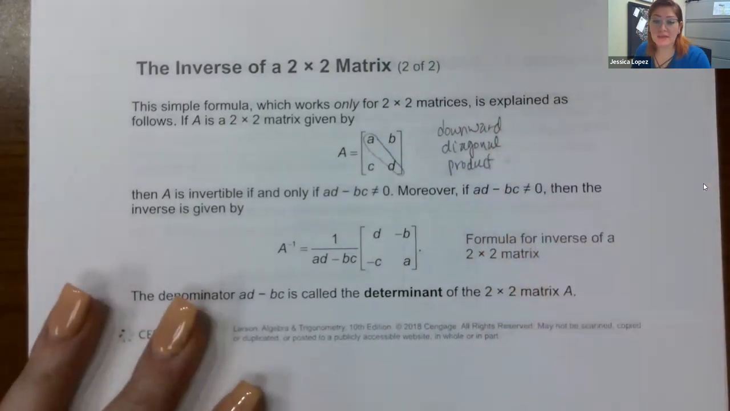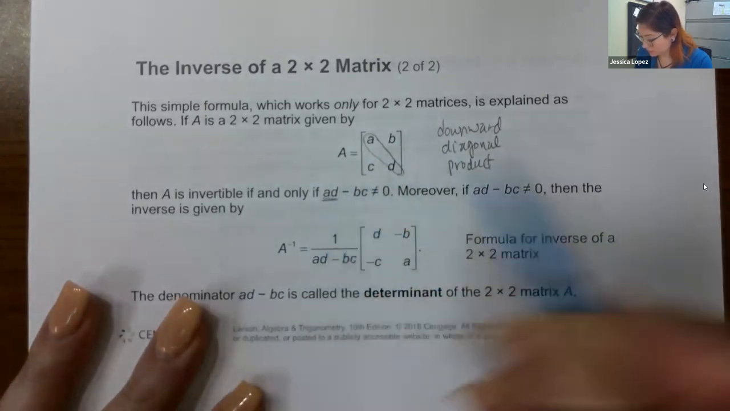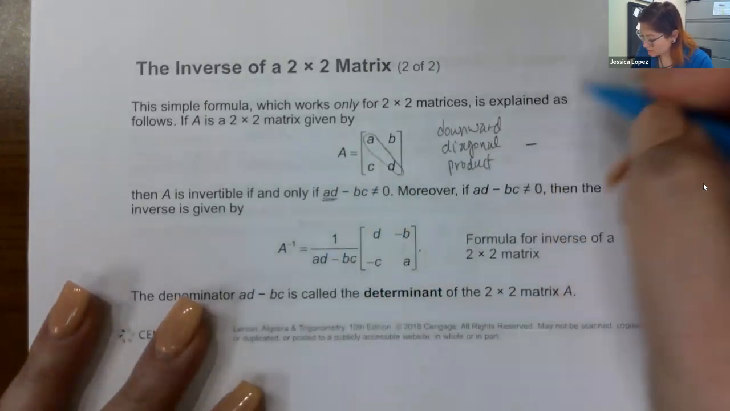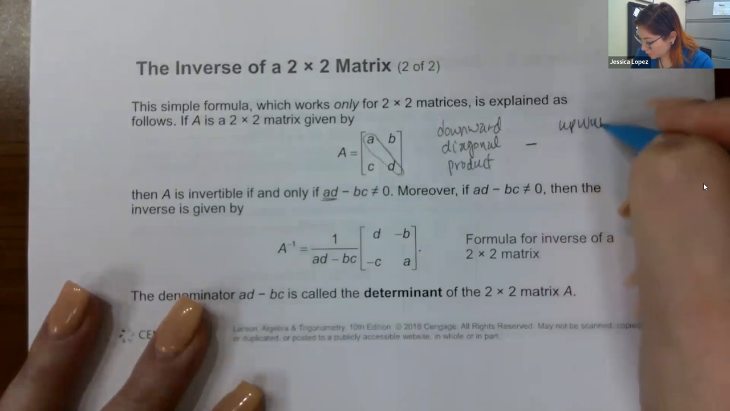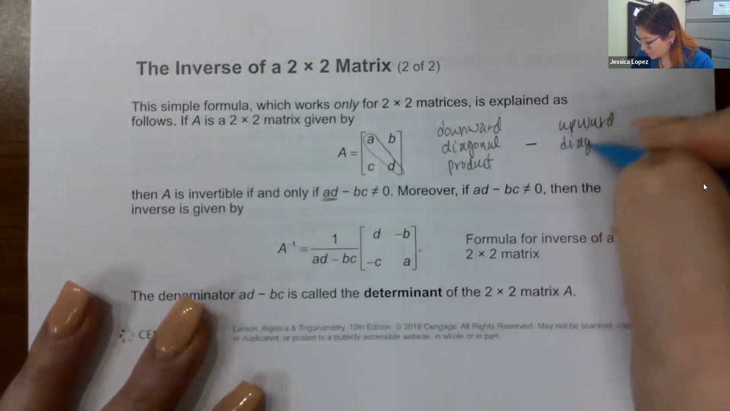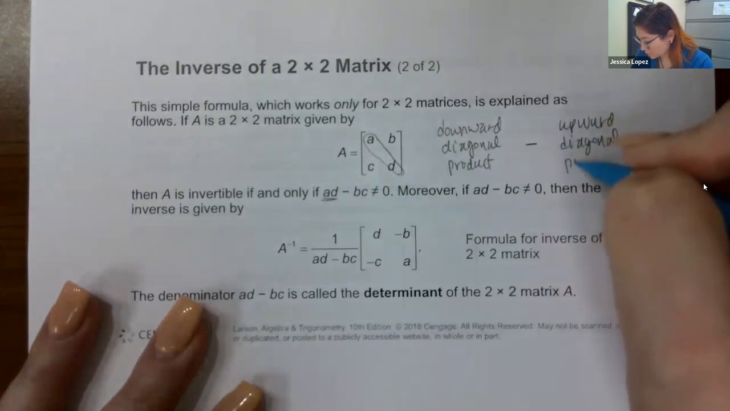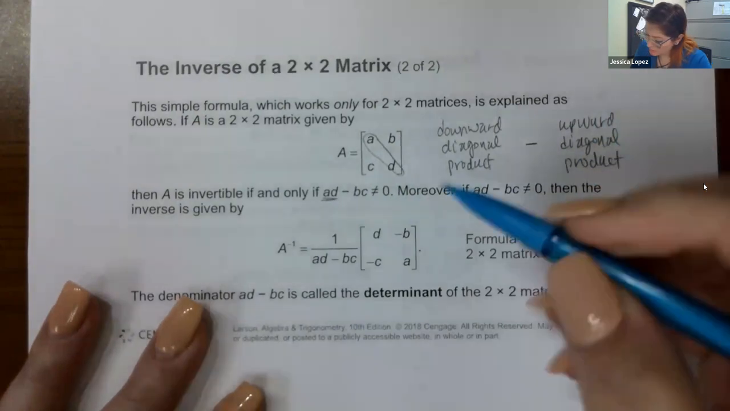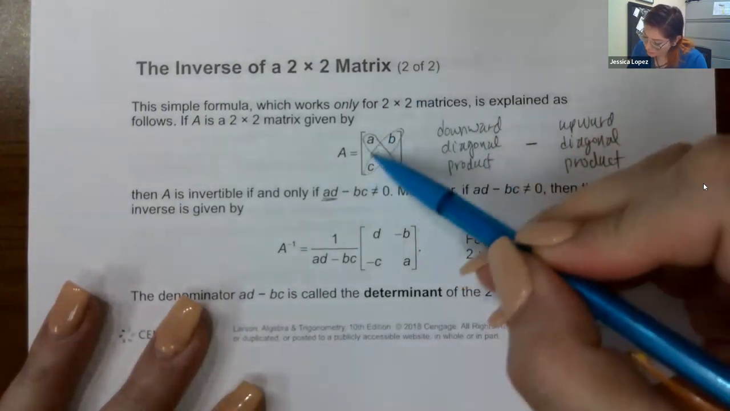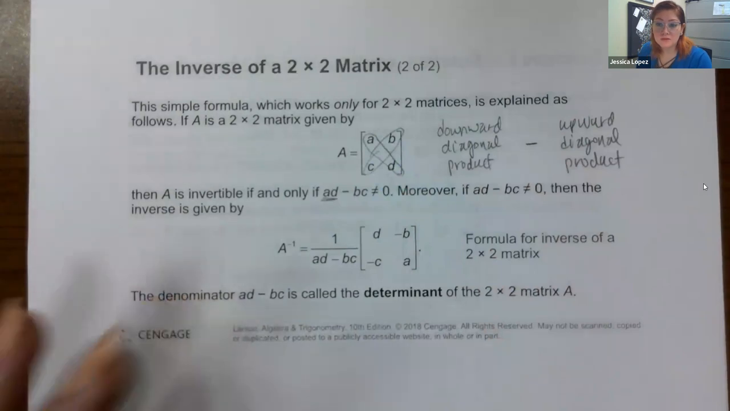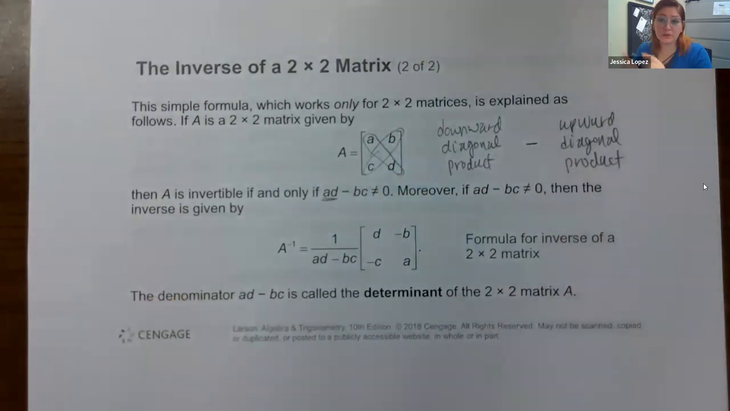meaning you multiply the A and the D together, and that's what you get here. And then you subtract the upward diagonal product. So then I'm going to multiply this way going upward, okay? The one that went downward left to right is the one that goes in front of the minus. And the one that went upward as you read it from left to right is the upward diagonal product. I can't come up with any better way to say that.